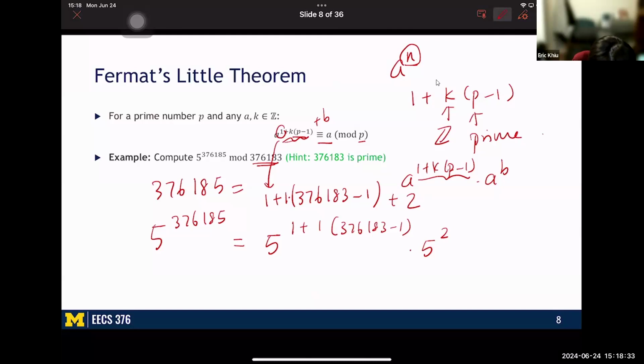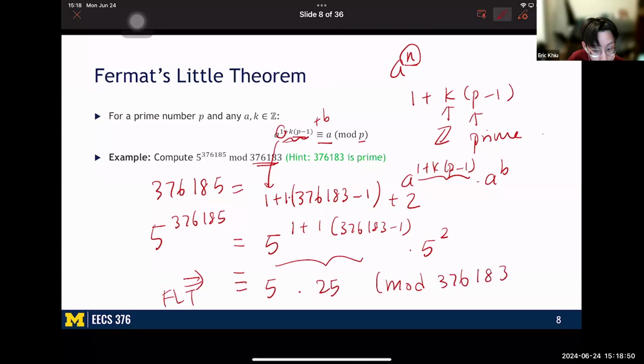Okay, and then by FLT, we know that this is equivalent to 5 times 25 in mod 376,183. Right, because I'm just directly copying down this number. And then that is going to be 125 in mod 376,183. And that's the final answer. Is there any question?